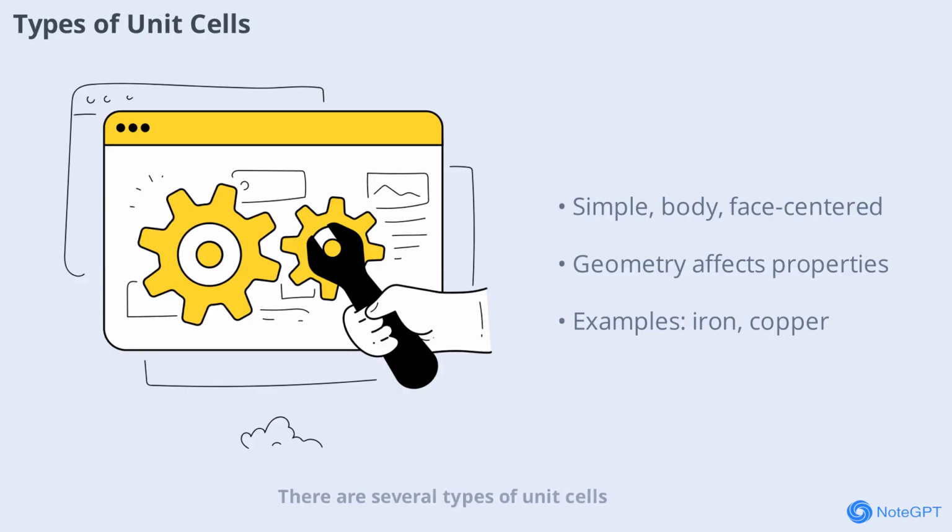There are several types of unit cells, each with a distinct arrangement of particles. The most common are simple cubic, body-centered cubic, and face-centered cubic. Each type has its own unique geometry which affects the properties of the solid. For example, metals like iron and copper have different unit cell structures, leading to differences in strength and conductivity. By studying these unit cells, chemists can predict and manipulate the behavior of material.